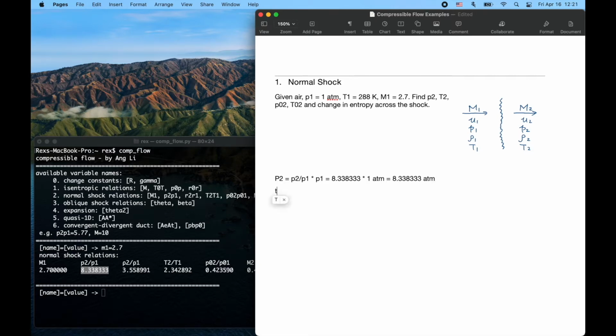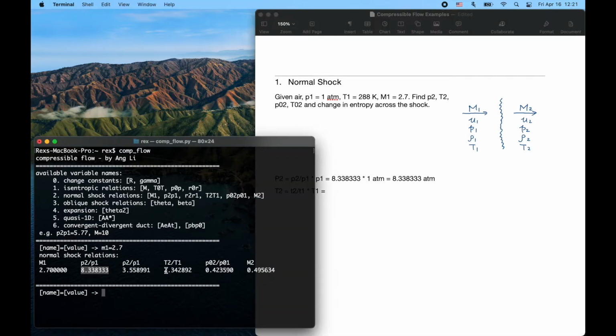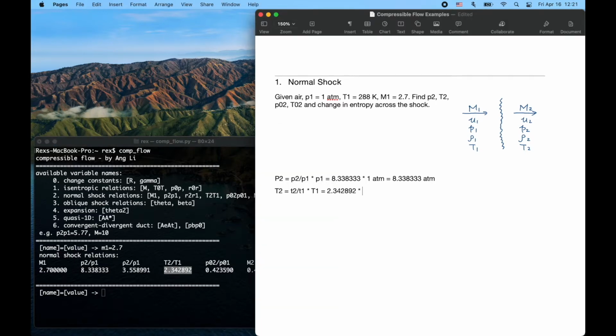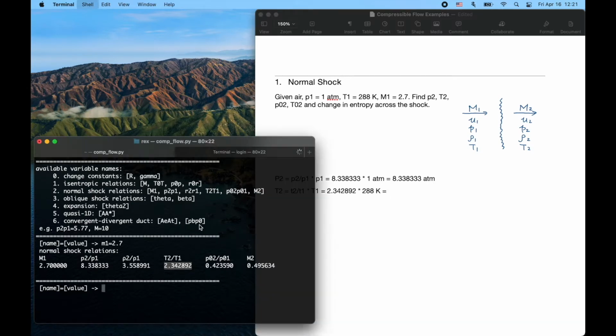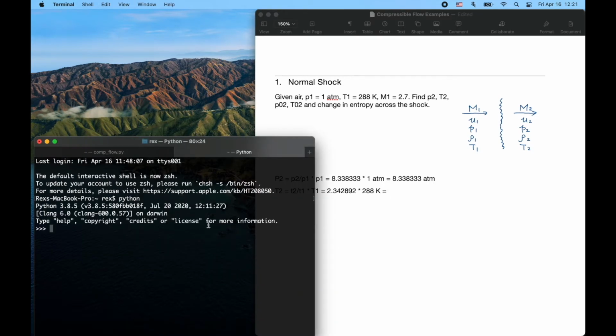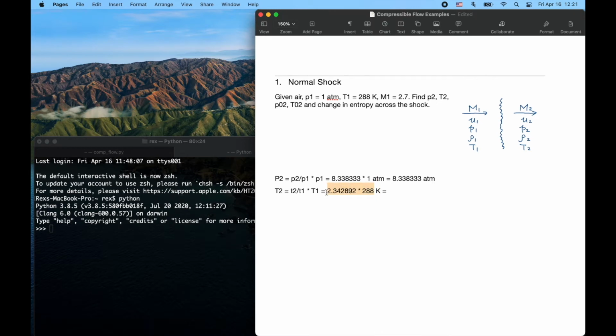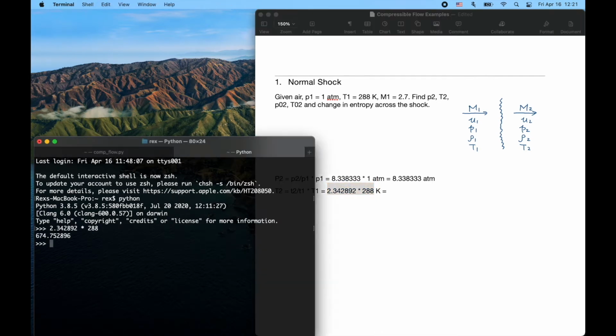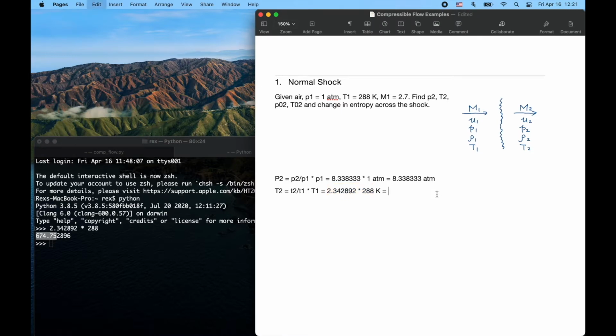Temperature 2 equals the temperature ratio across the shock wave times T1, which is this ratio times 288 K. And this will give us this number.